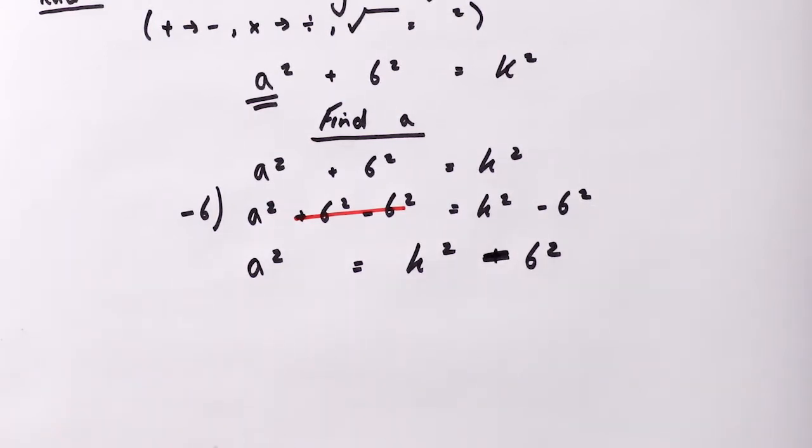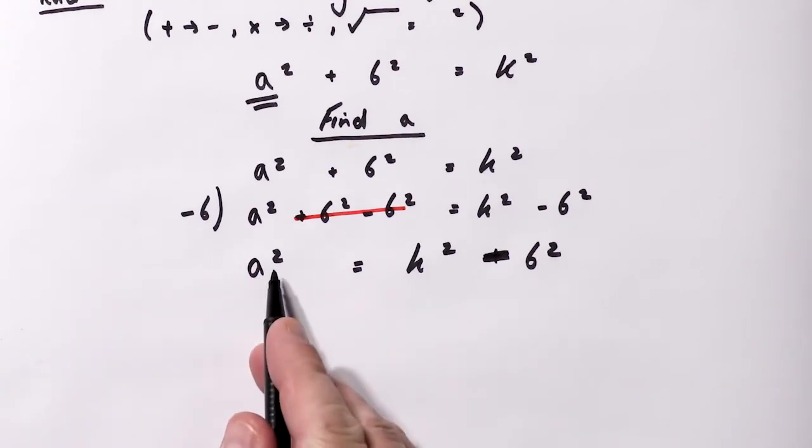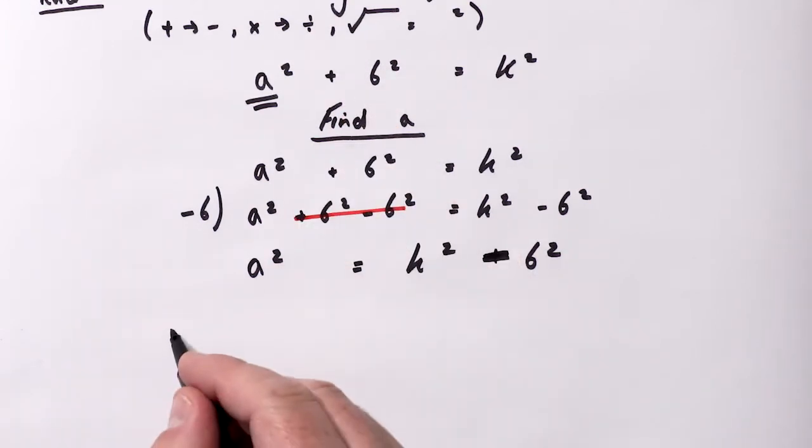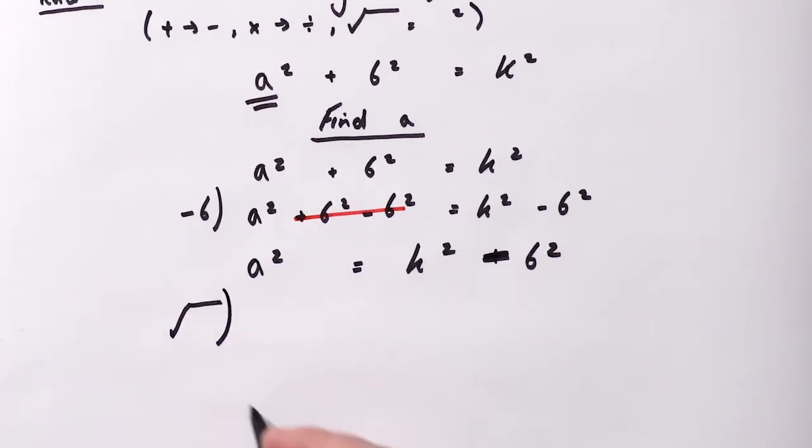But we're trying to find A on its own, and at the moment we've got A squared. So how do we get rid of that A squared? Well, we can follow rule 2, because we know the opposite of squared is a square root. So I'm going to square root both sides.